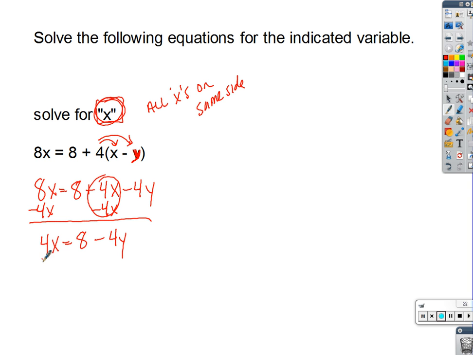Then to get the x by itself, I need to divide by 4. Remember to divide both of these by 4. So I end up getting x equals 2 minus y. Best answer. X is by itself. I know there's not a numerical answer, but that's because we had 2 variables in the initial equation.